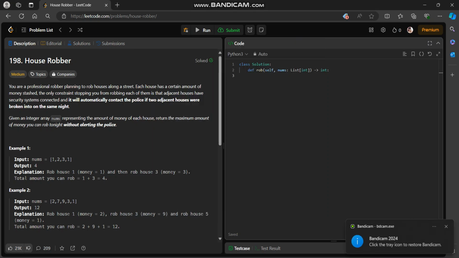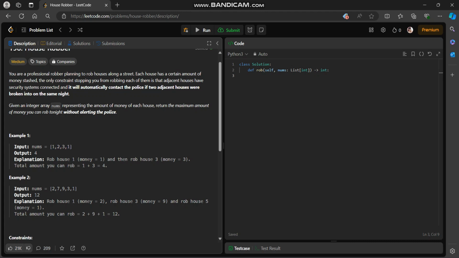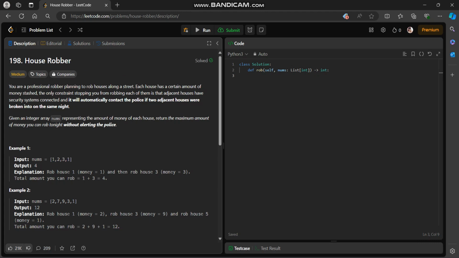Hello everyone. So the problem which we are going to discuss today is house robber. Given the problem, we are given an array which has positive integers in it, and the problem says each element of the array represents the value of a house, and all the houses are placed in adjacent order.